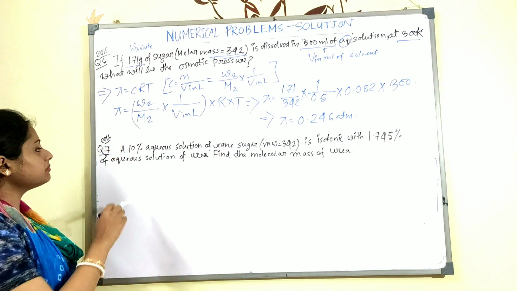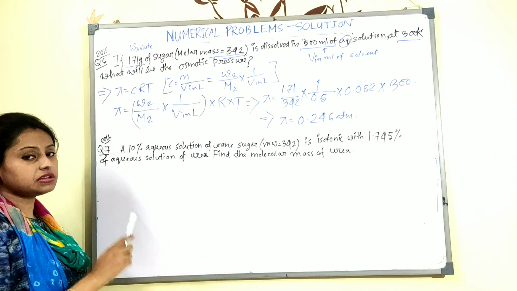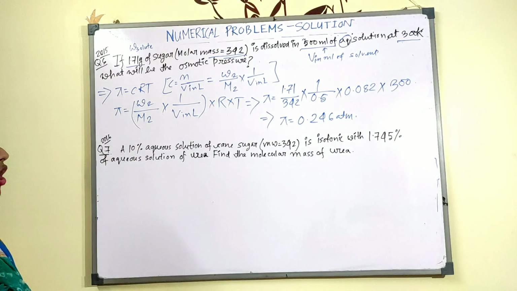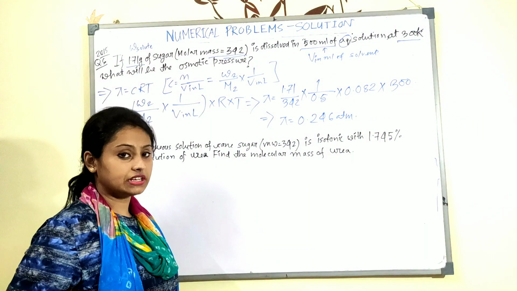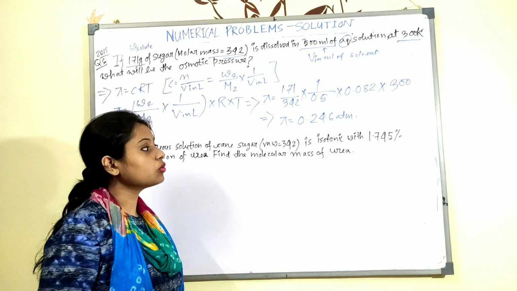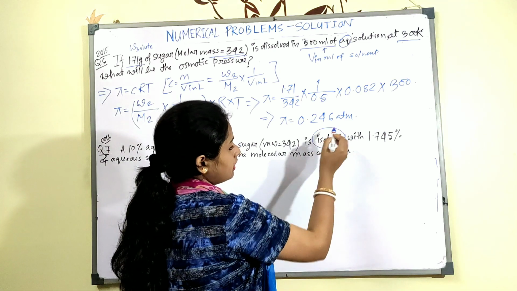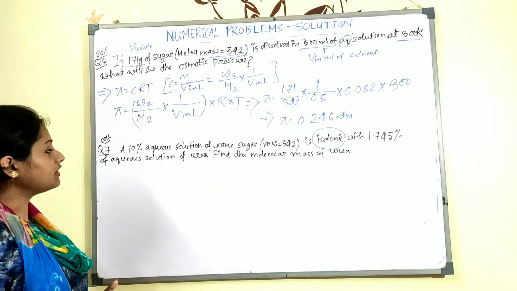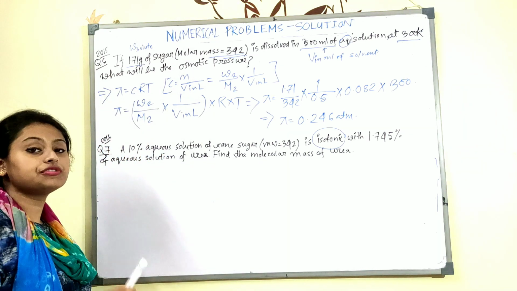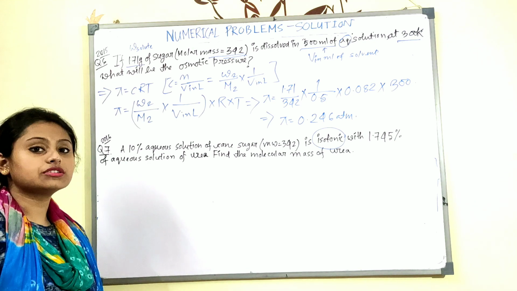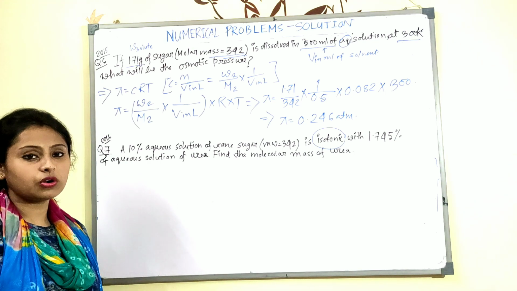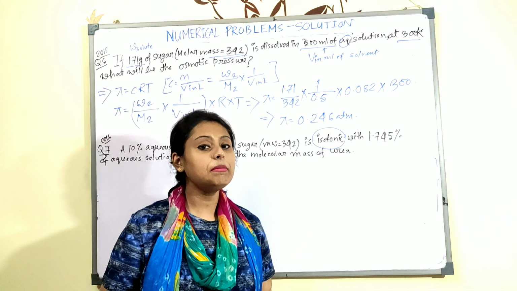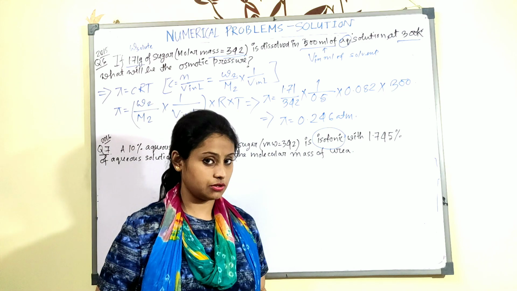Now let us come to problem number 7, which also came in 2016. A 10% aqueous solution of cane sugar, molecular weight is mentioned, is isotonic, a very new term, with 1.745% aqueous solution of urea. Find the molecular weight of urea. Now what is this isotonic? The solutions having similar osmotic pressure are termed isotonic solutions.